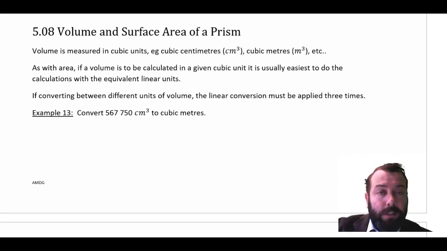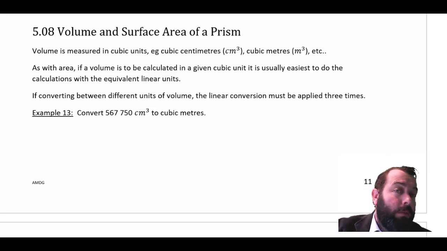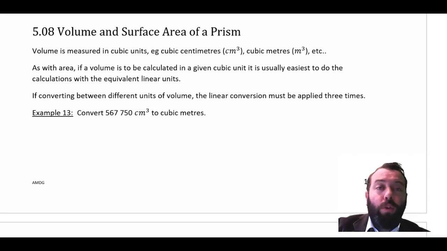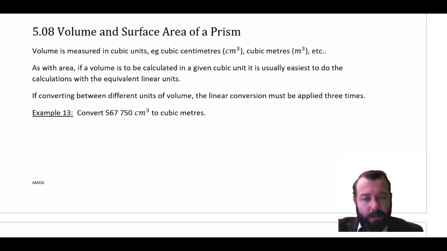So for example, to convert centimeters to meters, we would normally divide by 100. To convert square centimeters to square meters, remember we do that twice. So I divide by 100 and then by 100 again. To convert from cubic centimeters to cubic meters, we're going to divide by 100 3 times because it's been cubed.